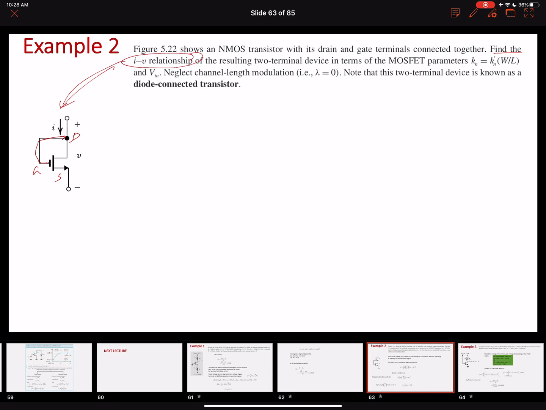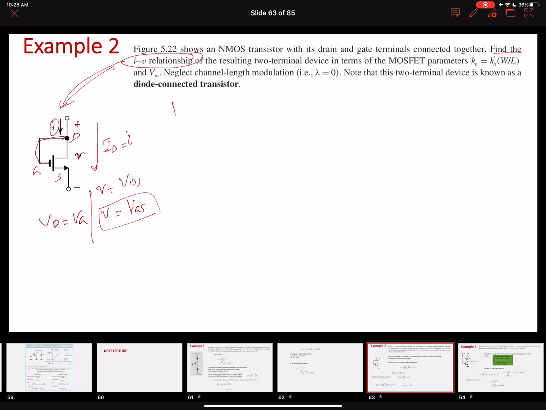We know that the current that flows from here is usually ID. Over here we are calling it I. And the voltage V that appears over here is the drain to source voltage. Since our drain voltage is equal to the gate voltage, I can call this V the gate to source voltage as well for this specific case.